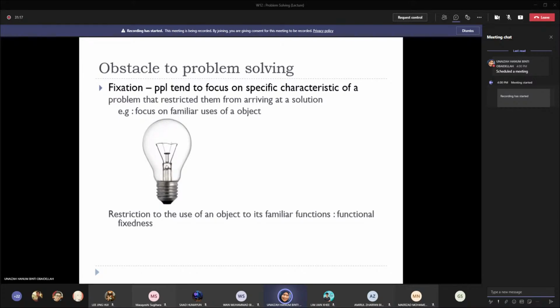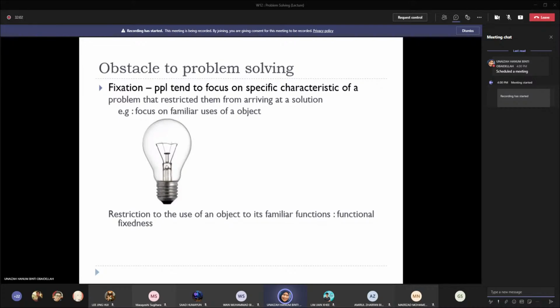So we know that solving a problem requires us to move from a state to a goal. Often we will have issues, called obstacles. We have different types of obstacles, and one of the common ones discussed in the area of problem solving is called fixation. Have you been in a situation where you were given something? This happens a lot, I think, in TV shows.